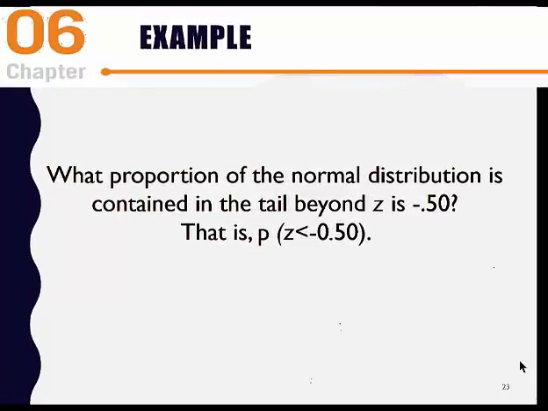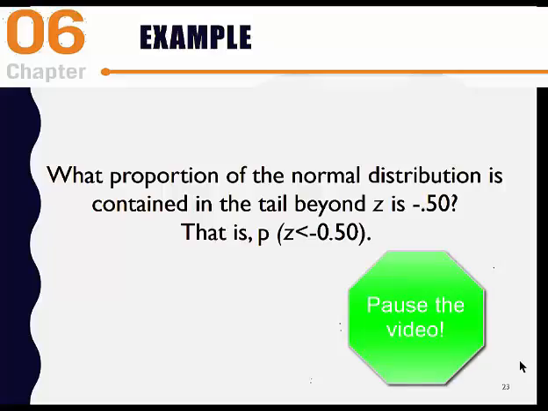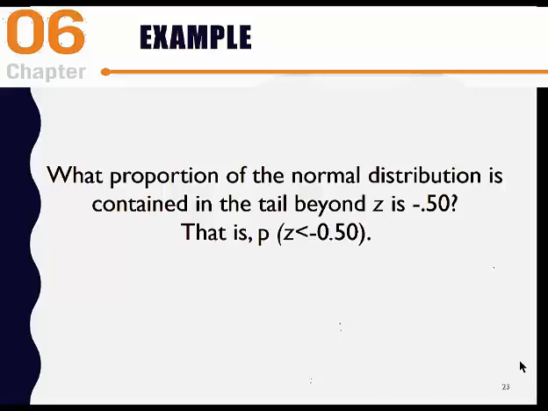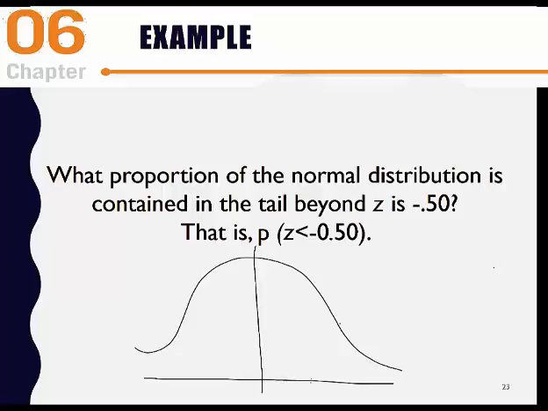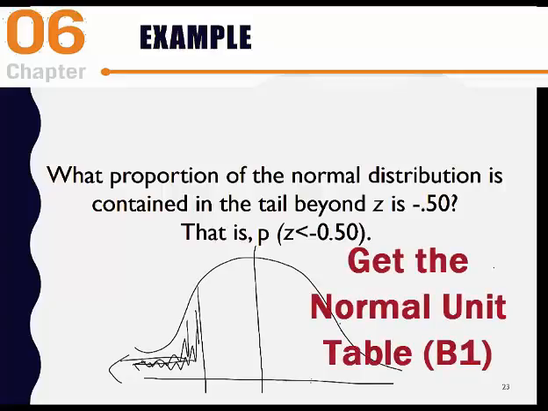Let's do another example. What proportion of the normal distribution is contained in the tail beyond a Z-score of negative 0.50? First, again, do a rough draft. So we know this is a normal distribution. This is where the mean is. We're looking at a Z-score of negative 0.50, so it's on this side because it's below the mean. And we're looking for the proportion that is to this side. This is the visual. So now you look at the table, go to a Z-score of 0.50. Remember, the negative just means it's below the mean.